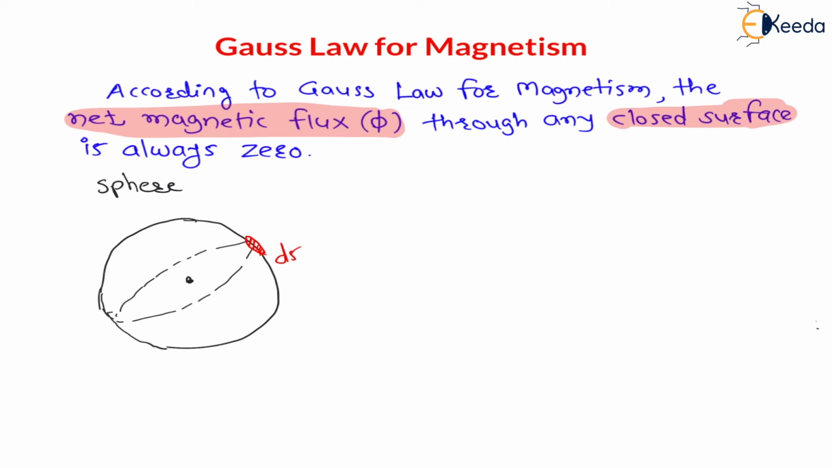Therefore the direction of this area will be perpendicular to the surface. And for a spherical surface, the perpendicular always passes through the center. Therefore this is the direction of dS.